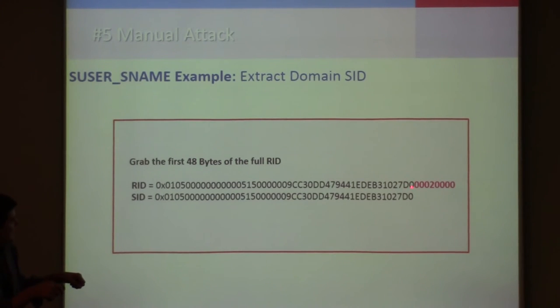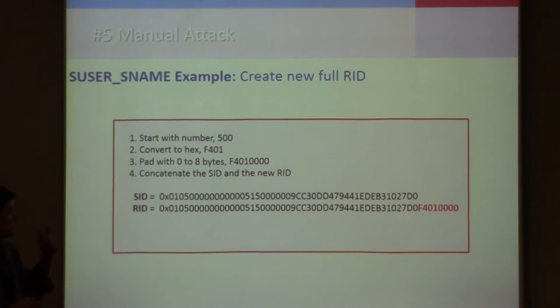In order to get information about other domain users that we don't know about blindly, we're going to start by getting the SID of the domain. That's just the first 48 bytes of the RID. Over here in the red, that's the Domain Admins RID number. This is the unique value for the domain. We cut that off the end, and then we just start fuzzing the last number. But we have to put it through a few calculations first. It's not really a big deal.